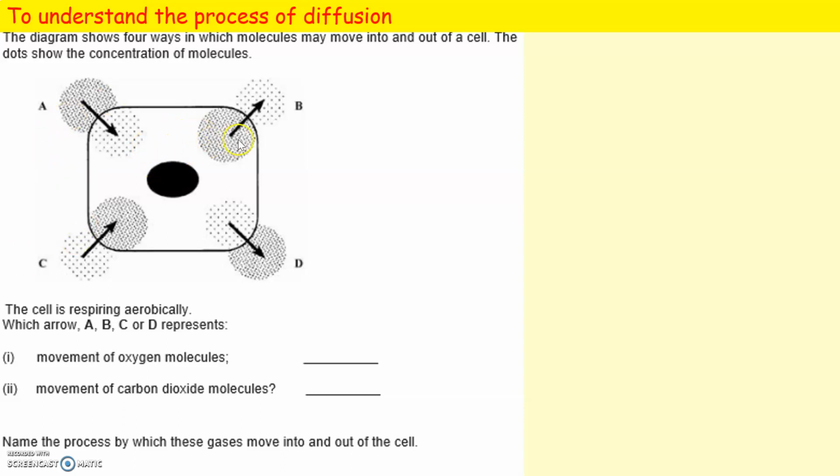So looking at this, you will see that here the carbon dioxide is high, and it is high in B as well. But the arrow B shows the carbon dioxide moving into the atmosphere, because the carbon dioxide is high in the cell. So it's now moving out of the cell, and outside the cell has got low carbon dioxide. So the answer is A and then B. And the last question is, name the process by which these gases move into and out of the cell. So of course it's diffusion.